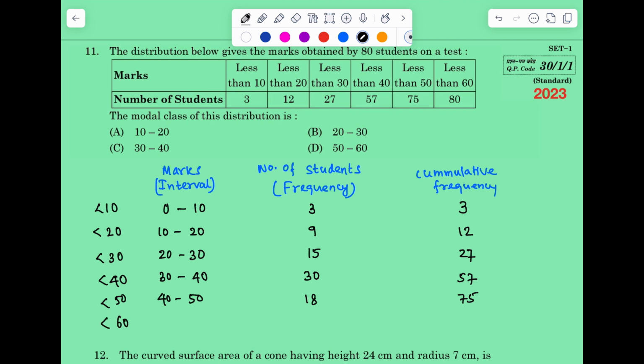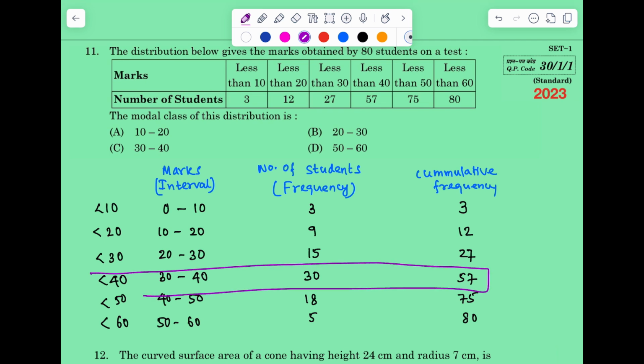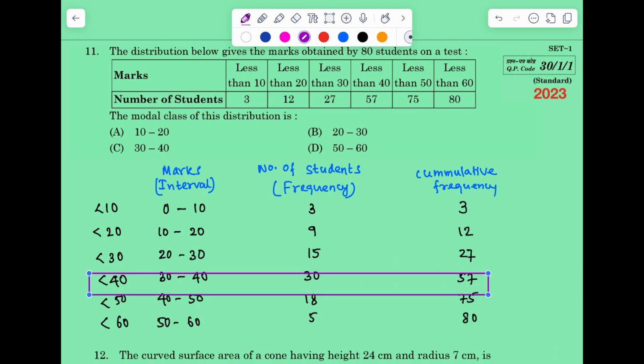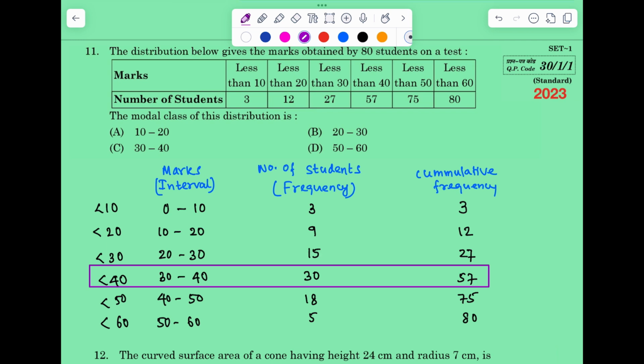Less than 60, then cumulative frequency is 80. That means from 50 to 60 interval there will be 5 students. So to find out the modal class, we have to take the maximum frequency. If you will see, this is the modal class, meaning the class interval will be from 30 to 40.